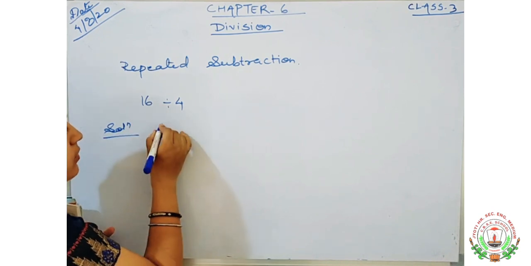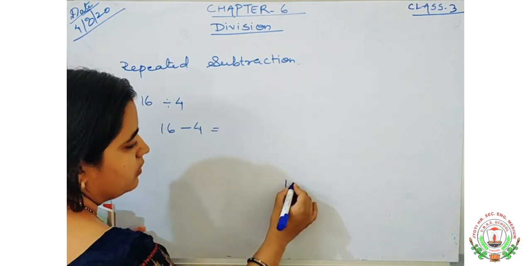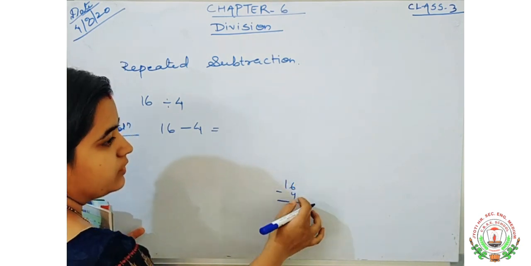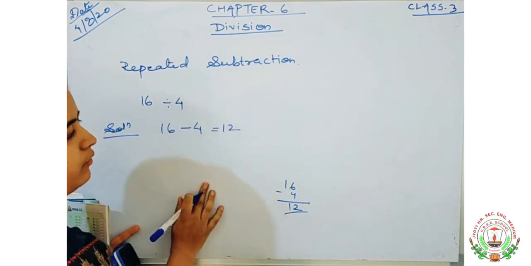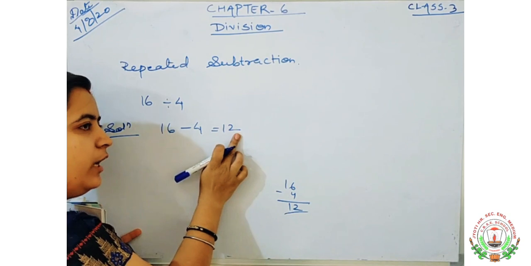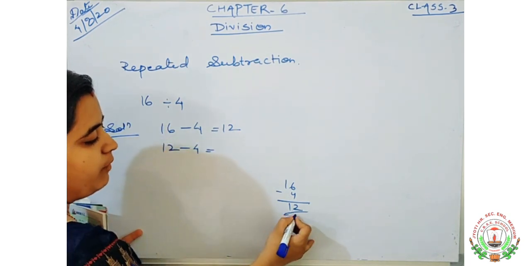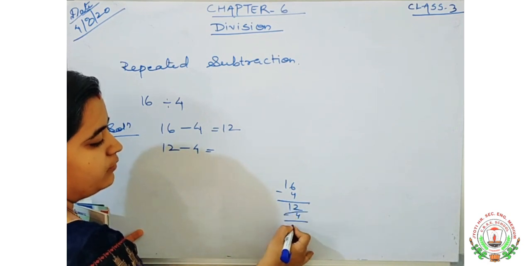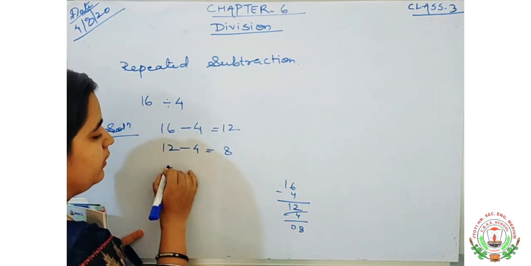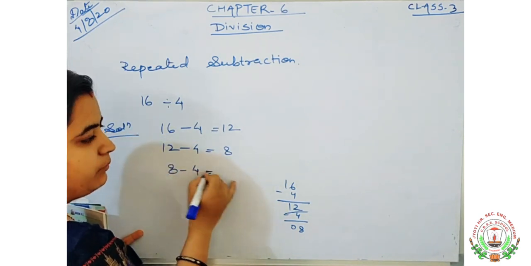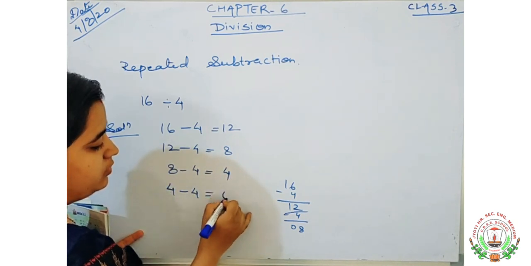Repeated subtraction means you will subtract 16 minus 4. What will come? 16 minus 4 is 12. First subtraction done. Whatever answer you got, you will write here, and again you will subtract 4. 12 minus 4 is 8. Again you will subtract 4. 8 minus 4 is 4. 4 minus 4 is 0.